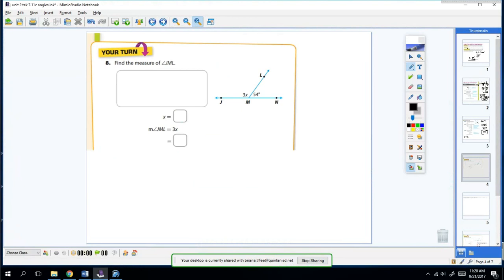Okay, let's try 2 more. So the next one I have is find the measure of JML. So I need to find JML, which is right here, denoted by 3x. Well, that means if this angle and this angle are supplementary, that means they create a straight line. So that means I can take 3x plus 54 and make that equal to 180. So that's where my equation is going to go, and I'm going to put my equation down here to solve it.